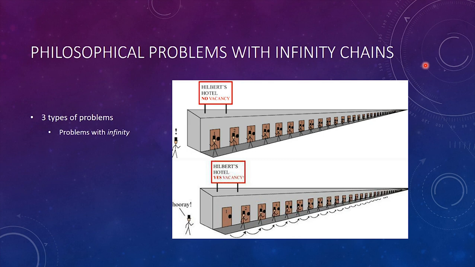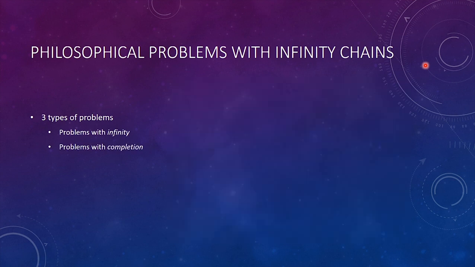Maybe infinity is just weird. A question to consider is whether the weirdness of infinity is a signpost of the impossibility of infinity, or whether the weirdness of infinity is just a signpost of infinity being very different from what we're accustomed to. A second type of problem has to do with completion. For example, could somebody complete an infinite task?